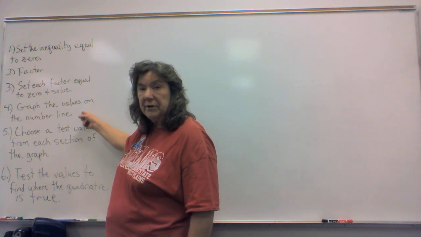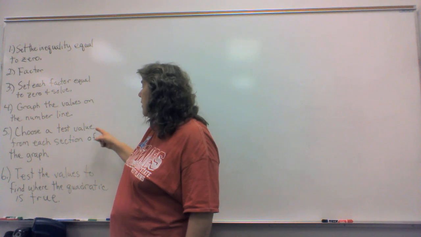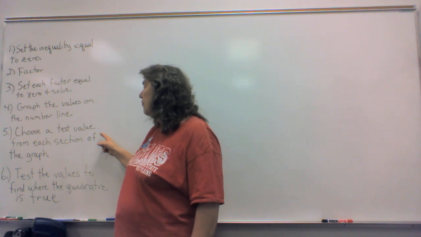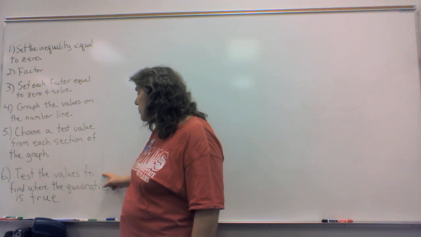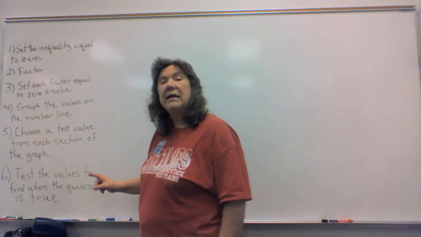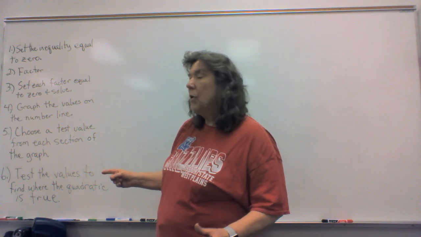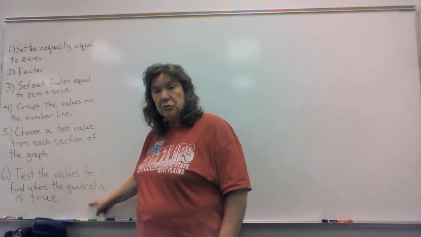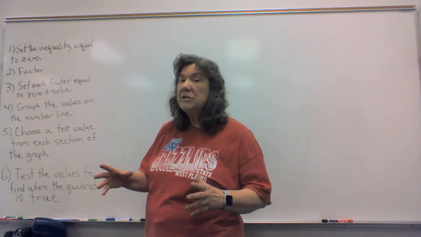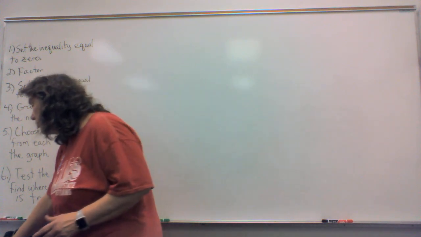Here is where it's different. You graph the values on the number line. Then you choose a test value from each section of the graph. You test those test values in the quadratic inequality, or the factored form of the inequality, to find out where it is true. And where it is true is where your solution will be found. So let us look at doing some problems using all of this.